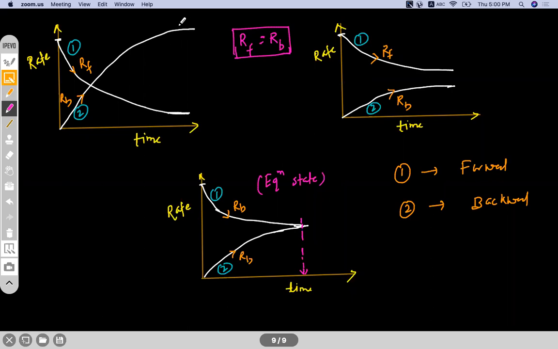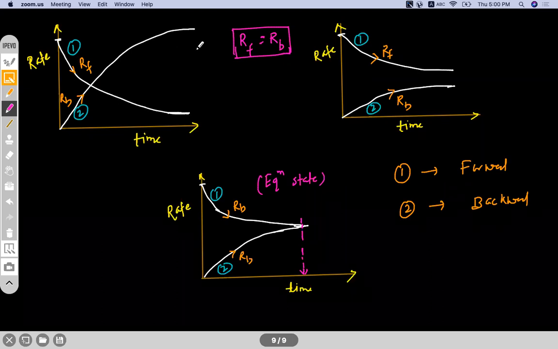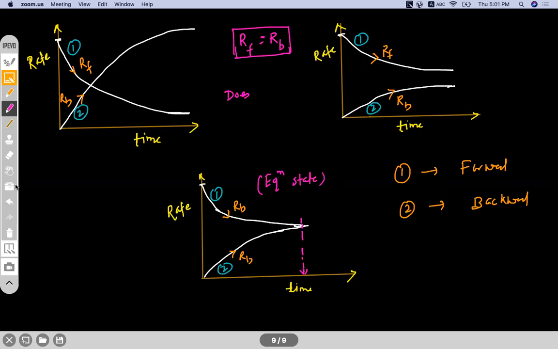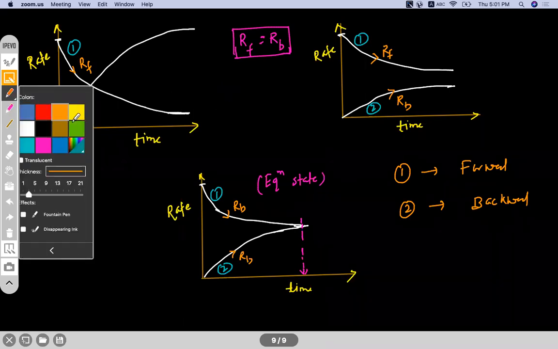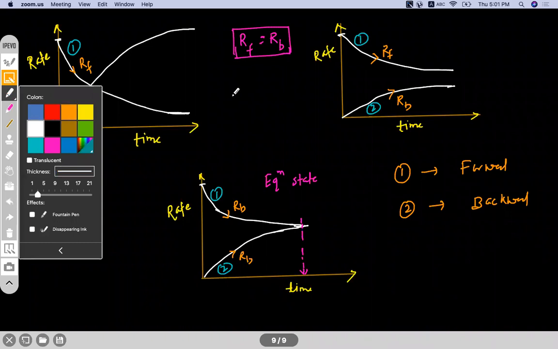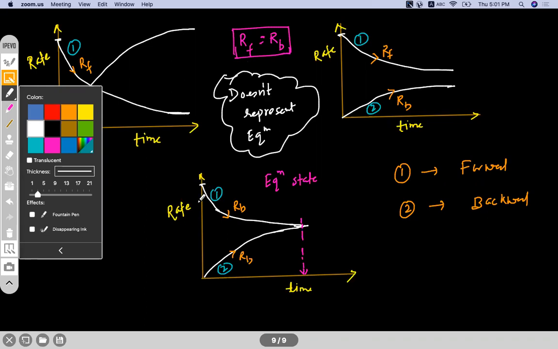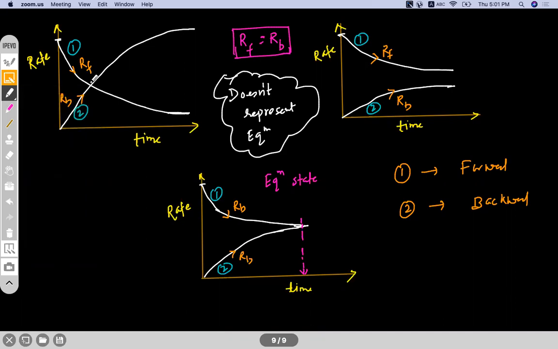It is becoming constant after some time, but it is not equal. Hence, these two graphs do not represent the equilibrium state, first and second. But the reaction does not stop at this point, no. It continues, right? Here you see, when it becomes equal, then it will go with the equal rate, like this. It is the equilibrium state. If it were equilibrium, the reaction should stop over here. Correct? So the first two graphs do not represent the equilibrium state.